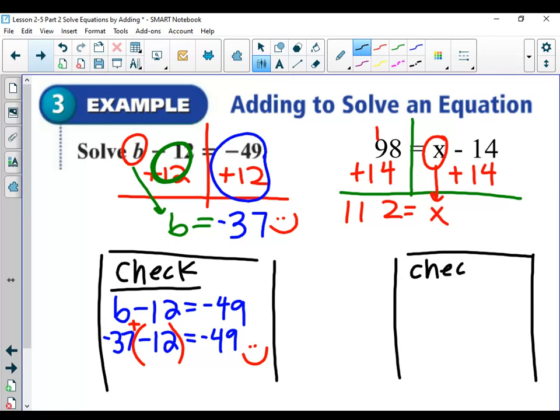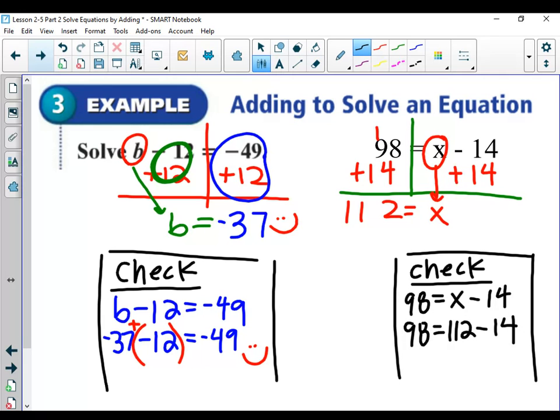Every single time you should be checking. It used to say 98 equals x minus 14. Now it says 98 equals 112 minus 14. If you don't know, you should check. Look at that. 98. I got it. You don't need me to tell you if it's right or not because you checked your own work.